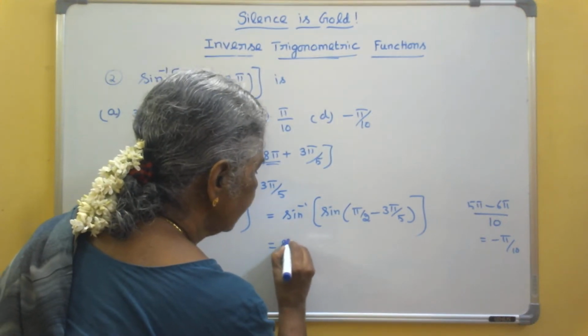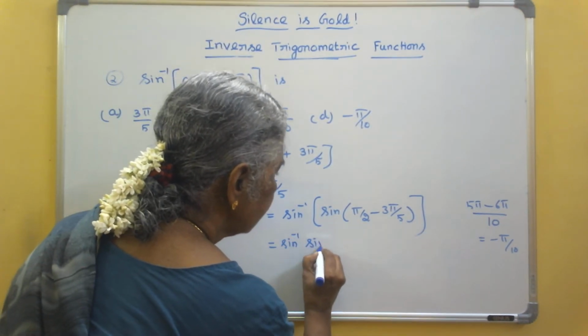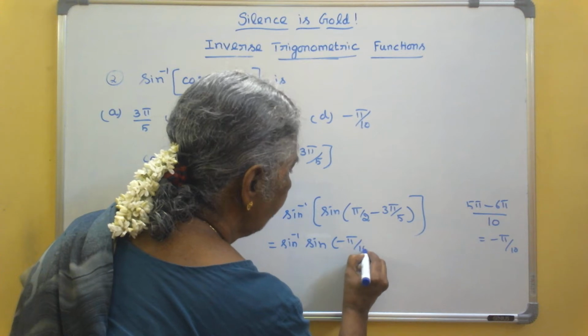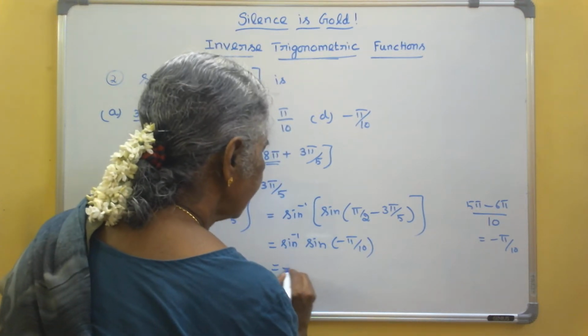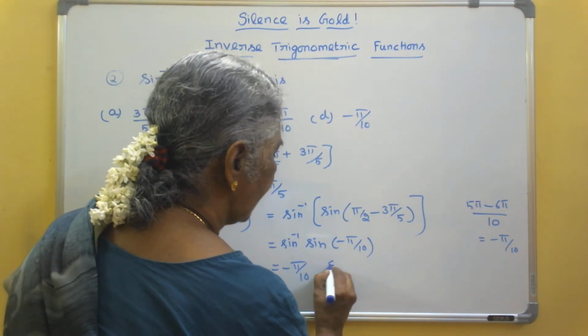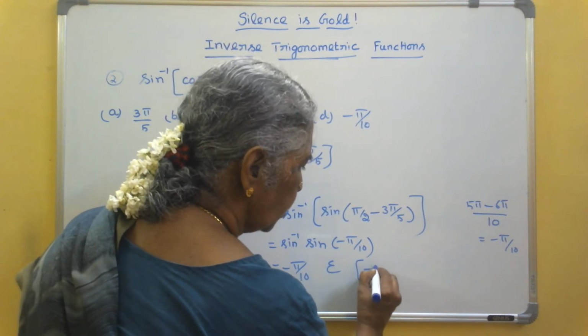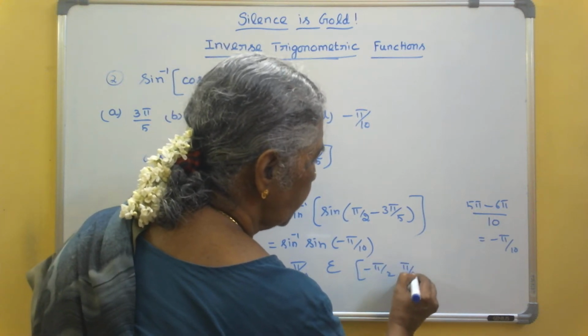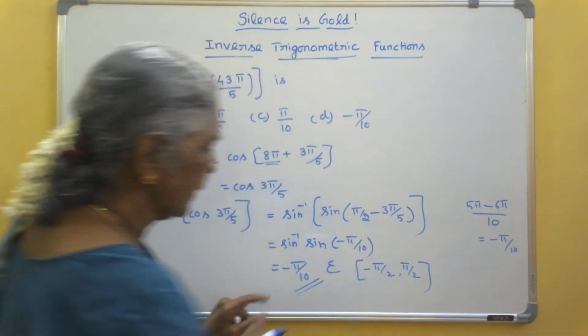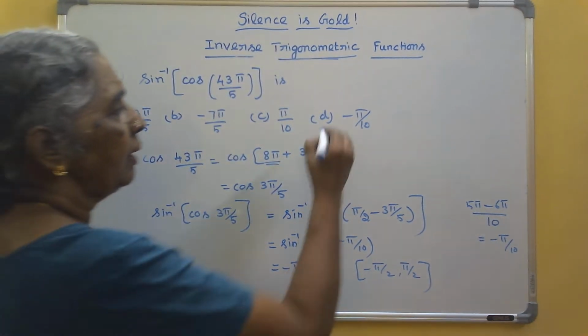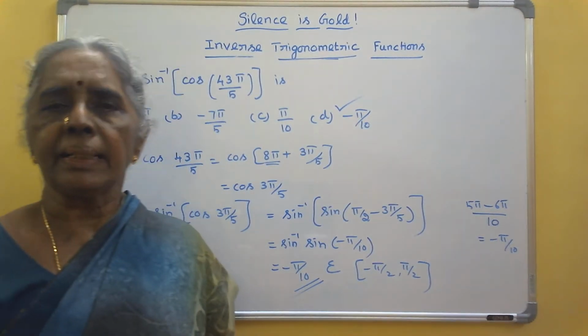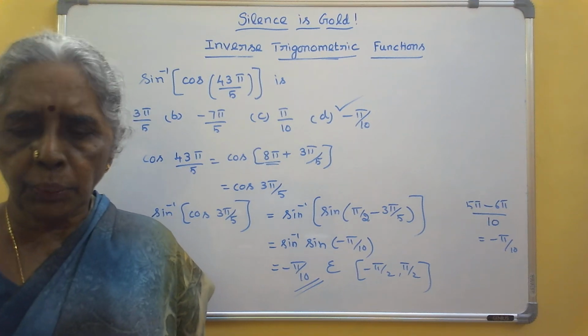So, I will get sine inverse of sine minus pi by 10. I can write this is equal to minus pi by 10 because this belongs to minus pi by 2 to pi by 2. So, the answer is minus pi by 10. So, the subdivision D is correct. Is this sum clear to you?